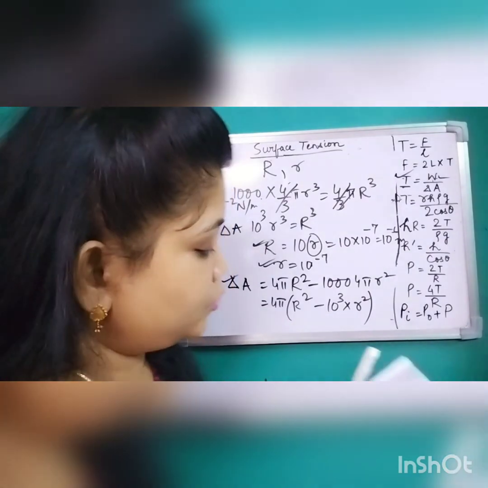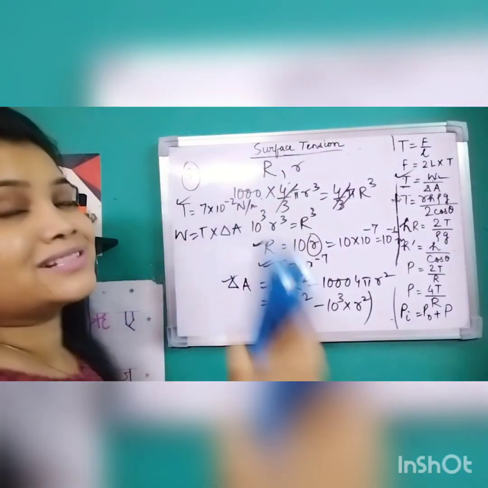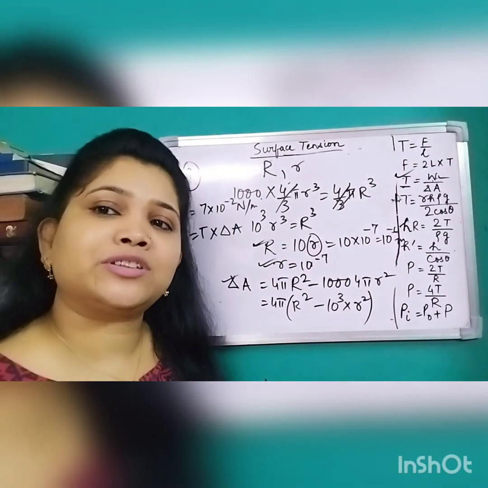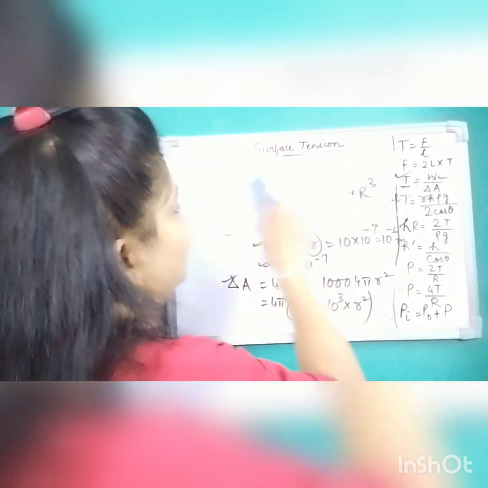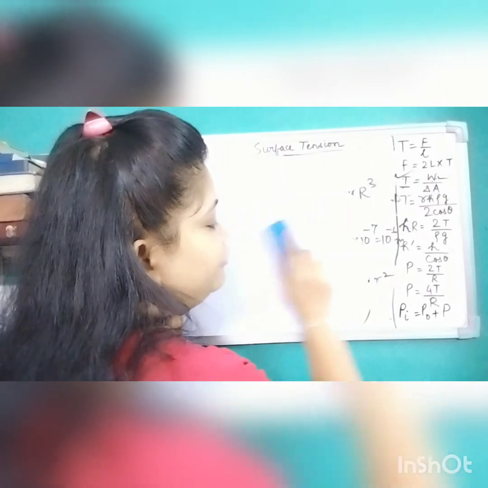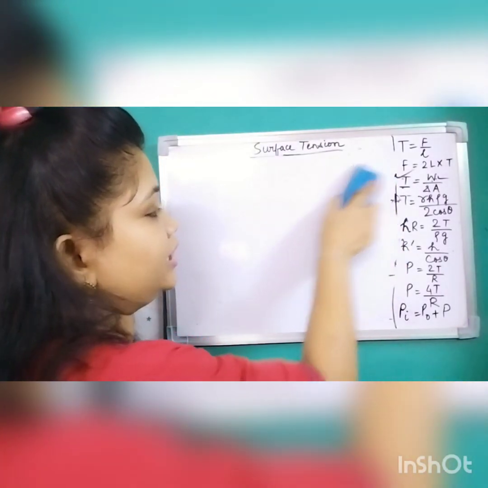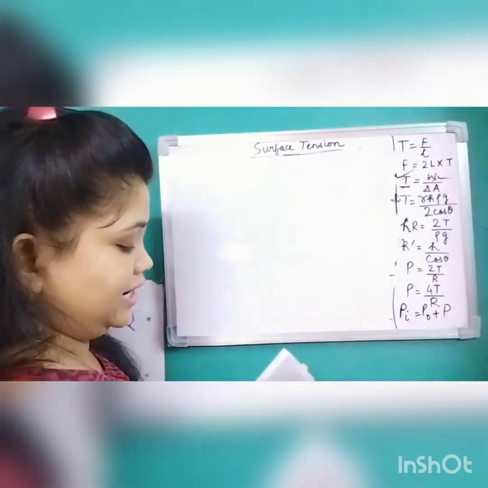Okay, now students, sum number 10 is exactly the same as sum number 9. So I leave it to you to solve it. Just follow sum number 9 and you can easily do sum number 10 yourself. Okay, now let us move to sum number 11.